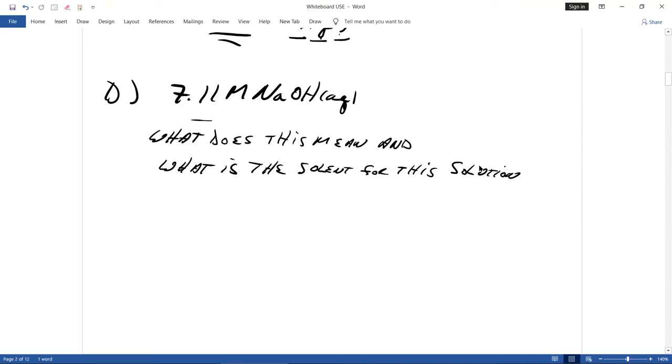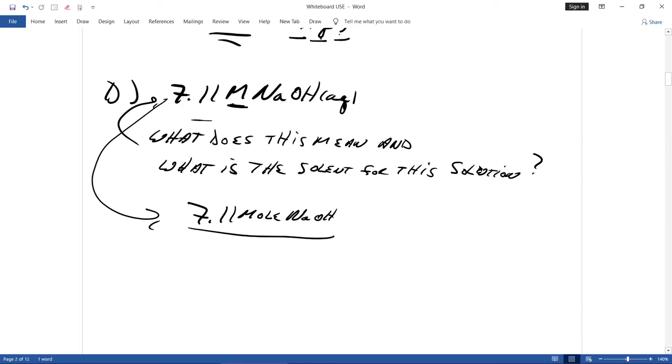There we go. What does this mean? And what is the solvent of the solution? And as soon as you see capital M, that's molarity. And what does that mean? It's 7.11 moles. And NaOH is called sodium hydroxide. I'll teach you about that, I think, in the next chapter. And per 1,000 milliliters, that hasn't changed. And the solvent is water. And that's how you do it.